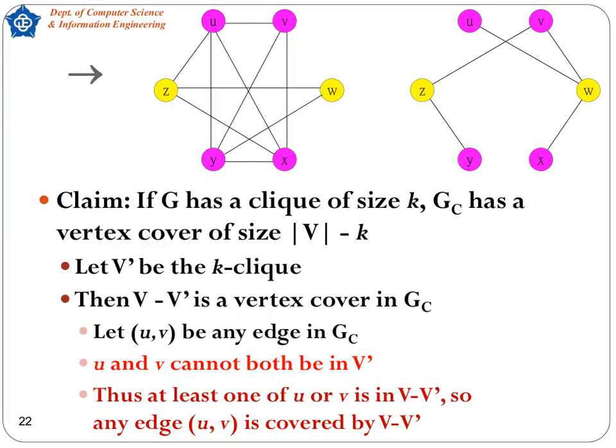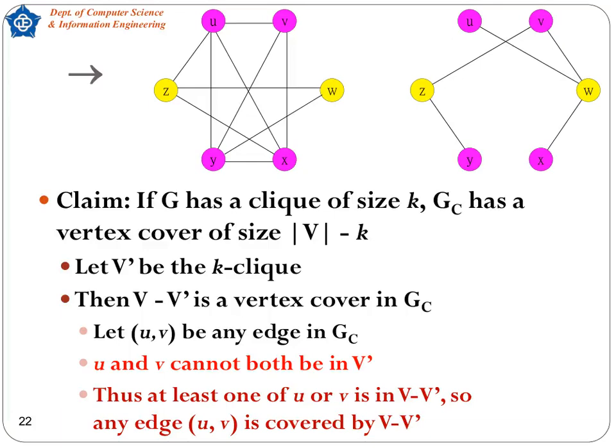Now pick any edge (u, v) in G_C. By definition, u and v weren't adjacent in G, so they can't both lie in the clique V'. At least one endpoint must belong to V minus V', which means every edge in G_C is incident to some vertex outside the clique. Therefore, V minus V' covers all edges, and since V' equals k, it's a valid vertex cover of the claimed size.